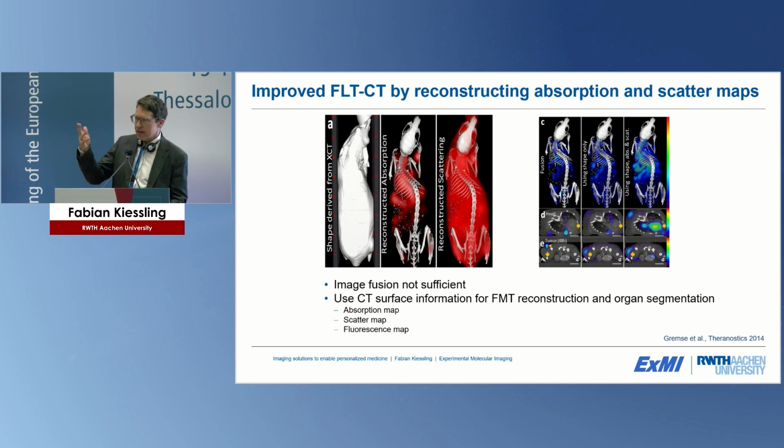So the next step that you need to do is you need to segment the organs and then to assign scattering and absorption properties to the organs, in addition to the information that you get on the morphology. And then if you run the reconstruction based on all this information, then you get a really accurate impression about the tracer distribution now being correctly located in the heart and being correctly located in the tumor.